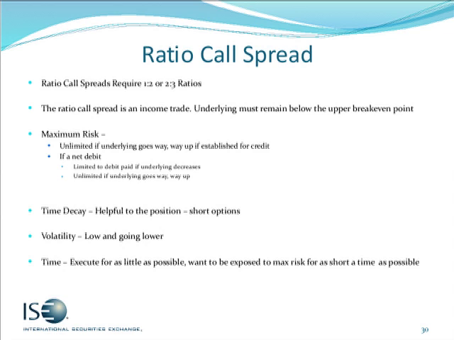If it's done for a net debit, it's a limited debit. If the underlying decreases, that's your risk. You can lose the debit that you paid. All right. If the underlying goes way up, you're at that unlimited risk, as I said. Net short option, so any time indicator. As we mentioned, volatility low and going up.